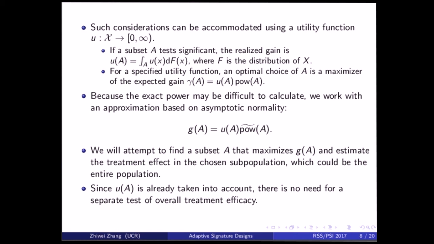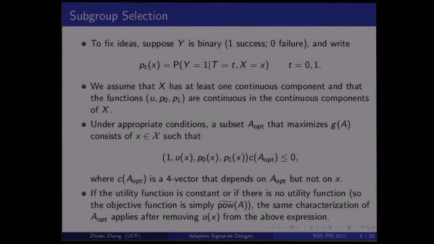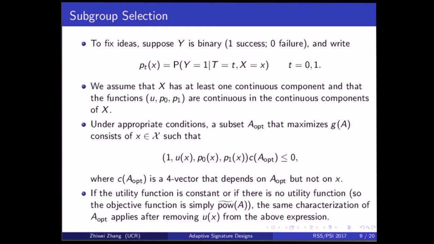Okay, now I can finally go back and explain why we don't have a test of overall treatment efficacy. It seems to me the main motivation for an overall test is the larger gain in demonstrating treatment efficacy for the entire population as opposed to a strict subpopulation. But it's unnecessary now because we have already taken U of A into consideration in maximizing gamma of A or G of A. So this formulation allows us to focus on one test for one selected subpopulation, which could be the entire population. So the next slide, number 9, shows the subgroup selection procedure.